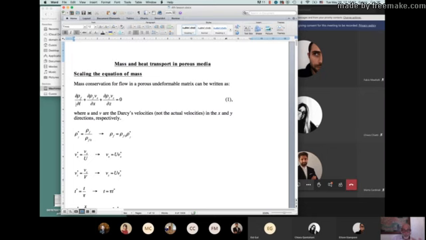So the accumulation of mass in the unit volume in time must be equal to the mass that comes in minus the mass that goes out in your system, both in the x direction and in the z direction. Is it clear? Yes.